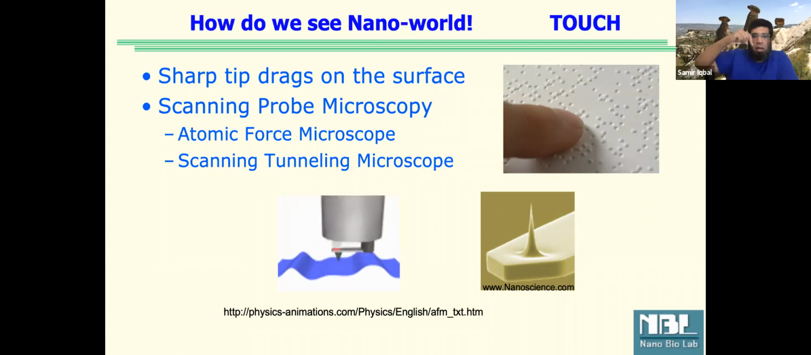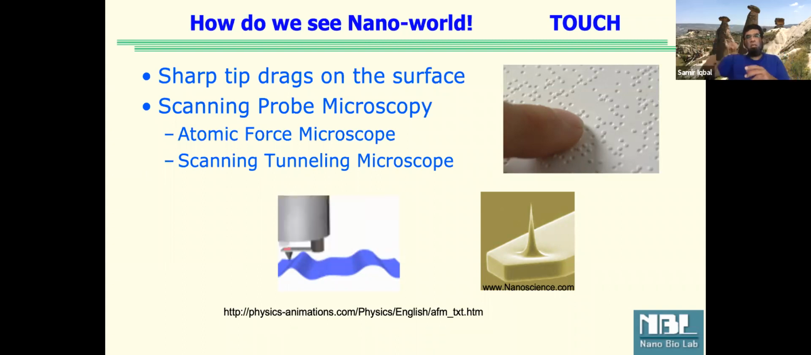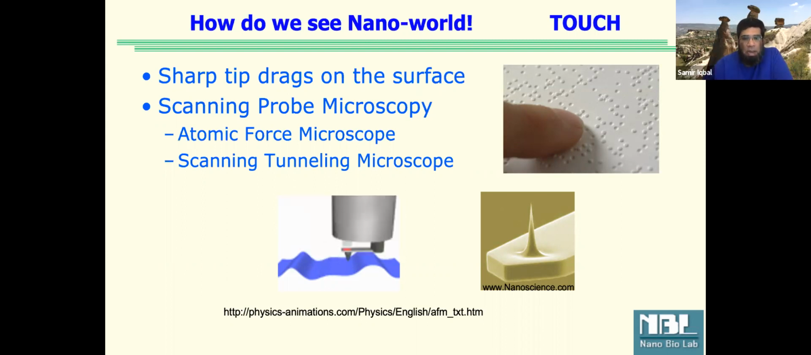That movement up and down, plus the XY location of that feature, is recorded in a computer and we get a picture made. We call these kinds of microscopes scanning probe microscopes, or SPM. And then there are two types, STM and AFM. But one way of looking at the nano world is touch.